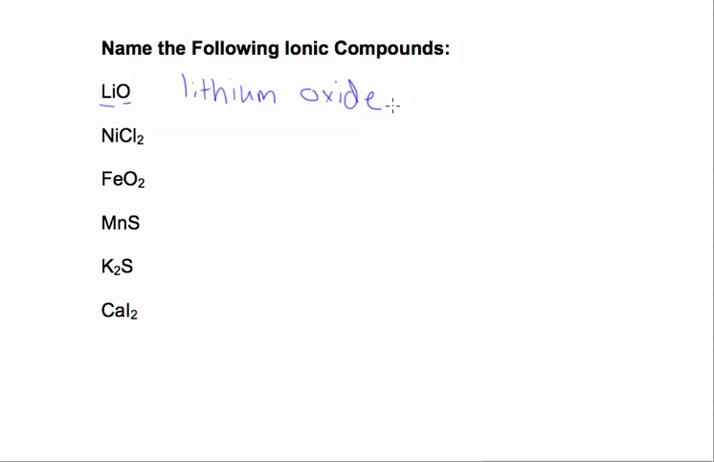The second one's a little more tricky. Ni is nickel, which is in the D block. So we know it's nickel, but because it's in the D block, we have to have the charge in Roman numerals. Now the second word's going to be chloride, so we'll go ahead and fill that in.